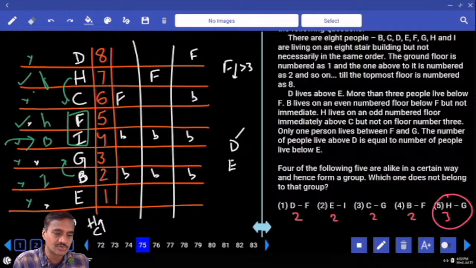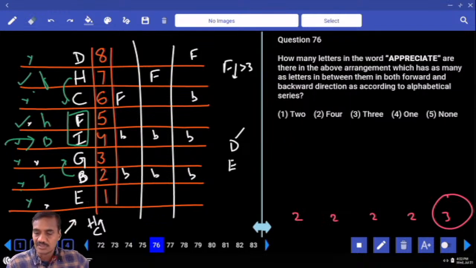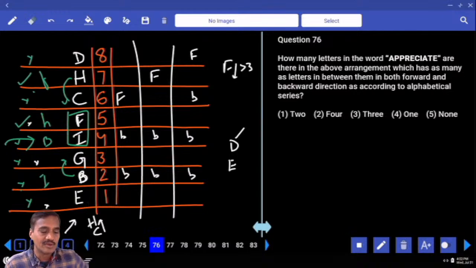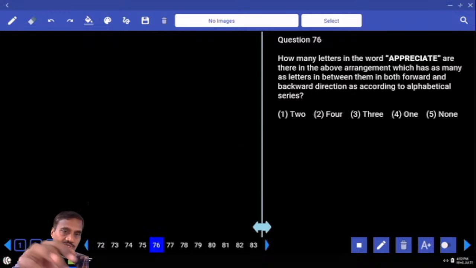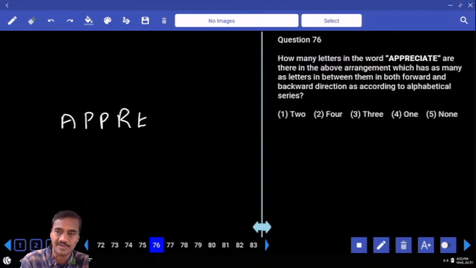Choice 5 is the odd one, question number 75. Then the next one, 76. Now in this question, what is the word we have? Appreciate. And how many letters are there in the word appreciate? A-P-P, R-E, C-I-A, T.